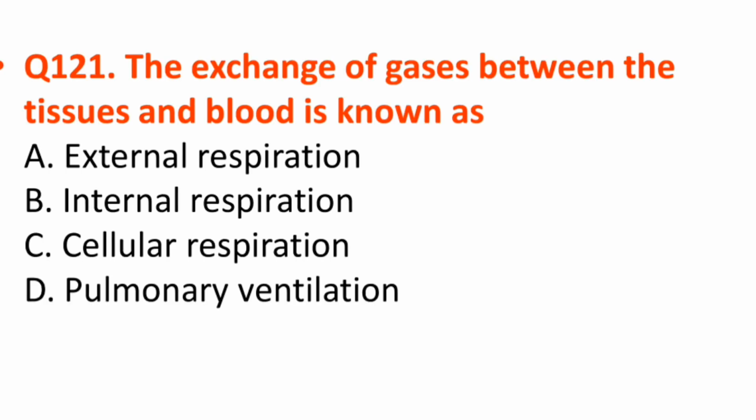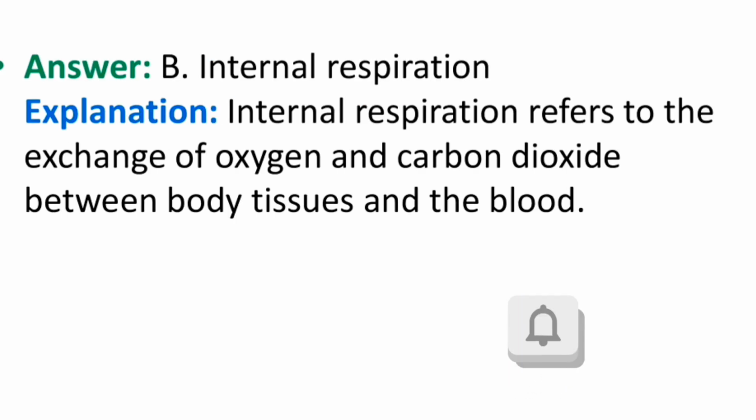Next question. The exchange of gases between tissues and blood is known as option A, external respiration. Option B, internal respiration. Option C, cellular respiration. Option D, pulmonary ventilation. The correct answer is option B, internal respiration. Internal respiration refers to exchange of oxygen and carbon dioxide between body tissues and the blood.